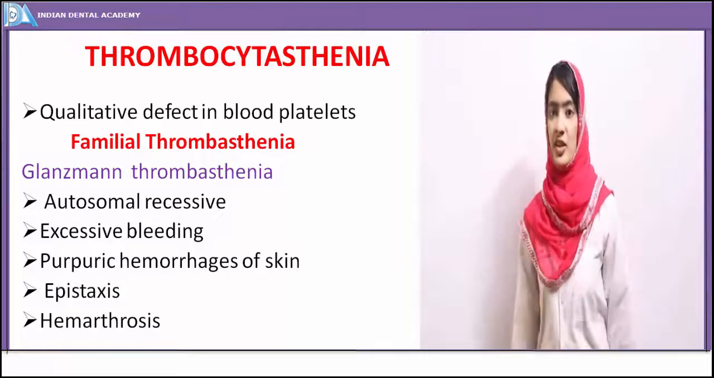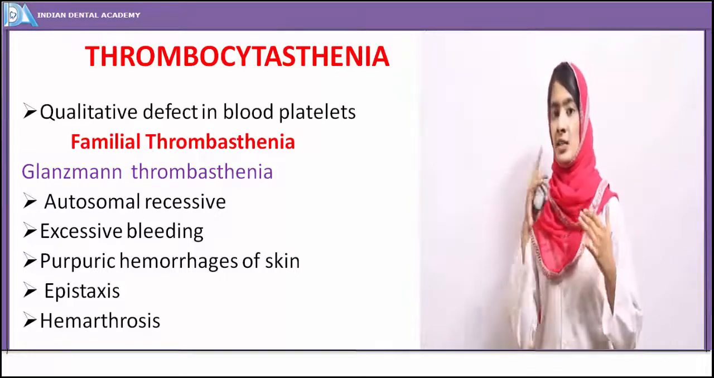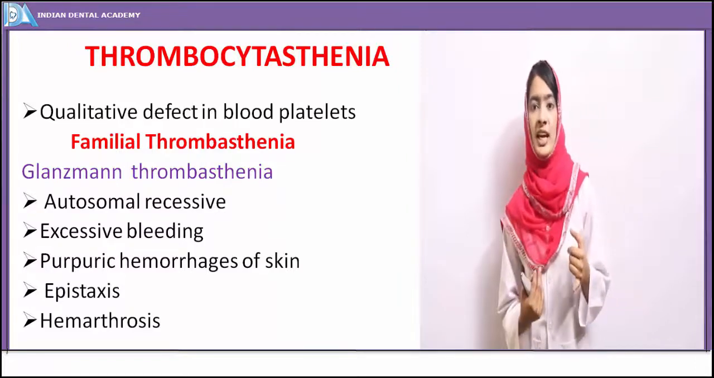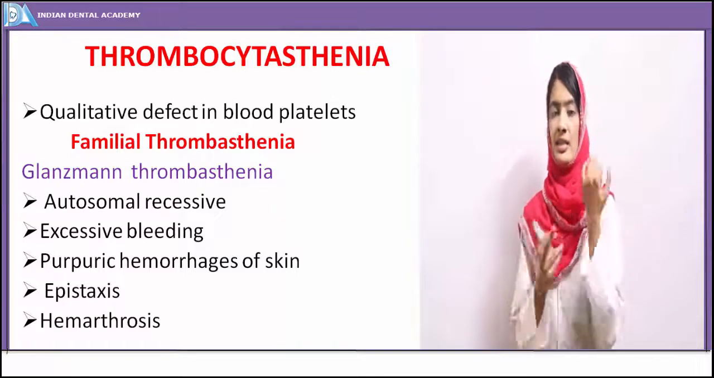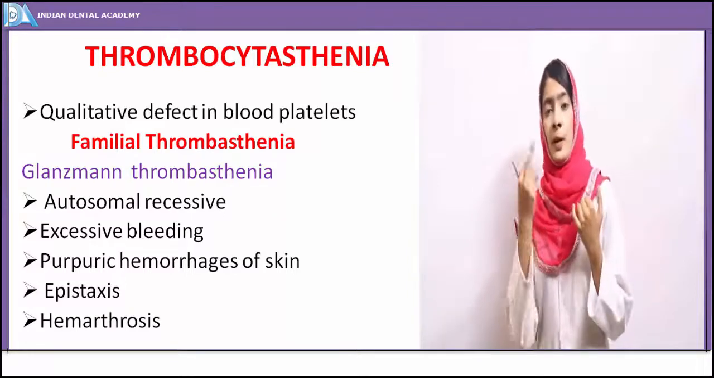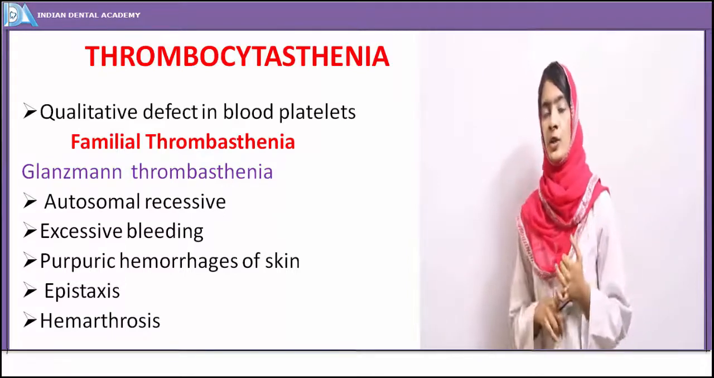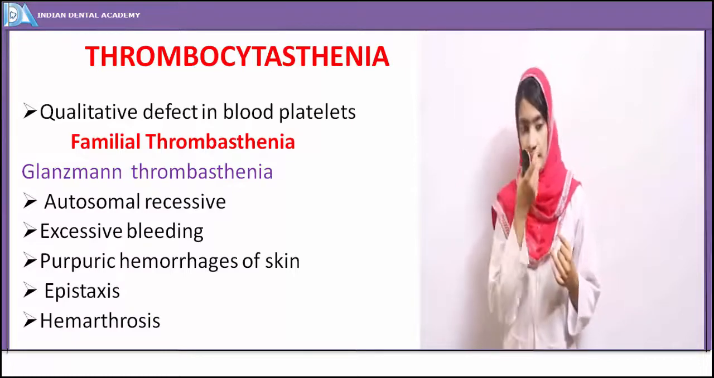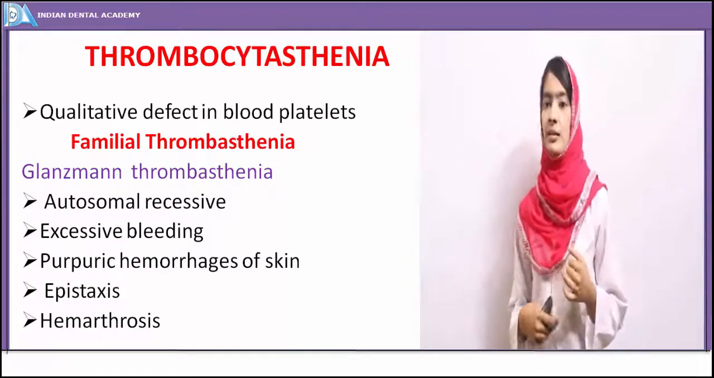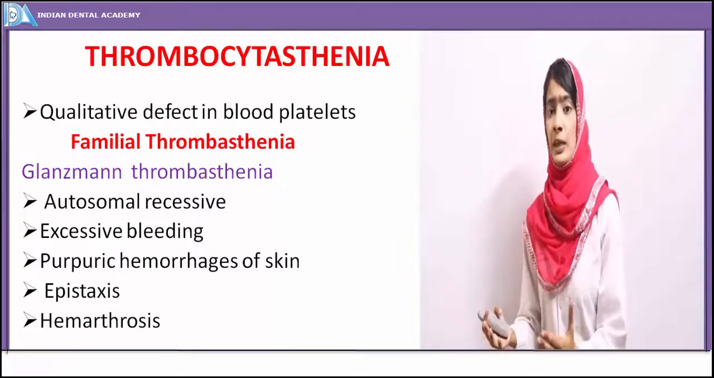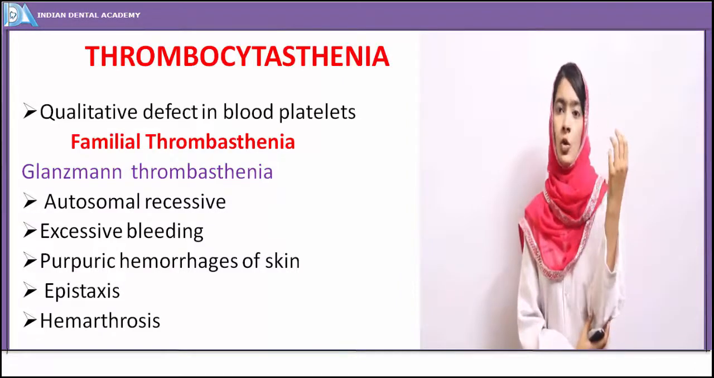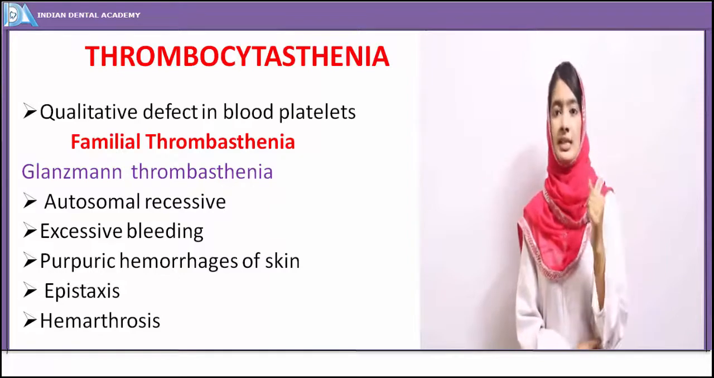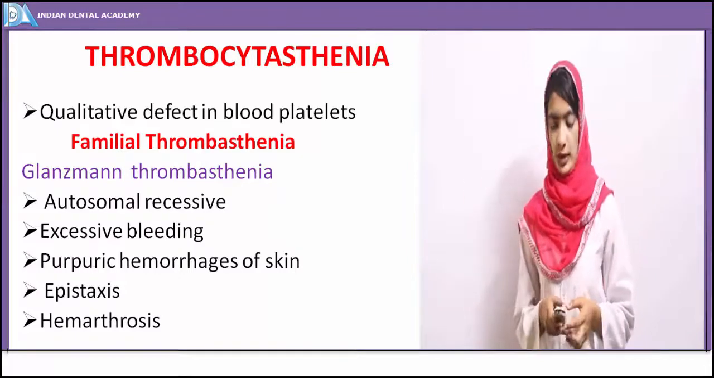The characteristic features: it is characterized by excessive bleeding either from the GIT, from the oral cavity, and from the urinary tract also, and the skin shows purplish discoloration or purpuric hemorrhages. Then there is bleeding from the nose, from the GIT, and eventually bleeding is also seen into the joints. That is nothing but hemarthrosis. Okay.